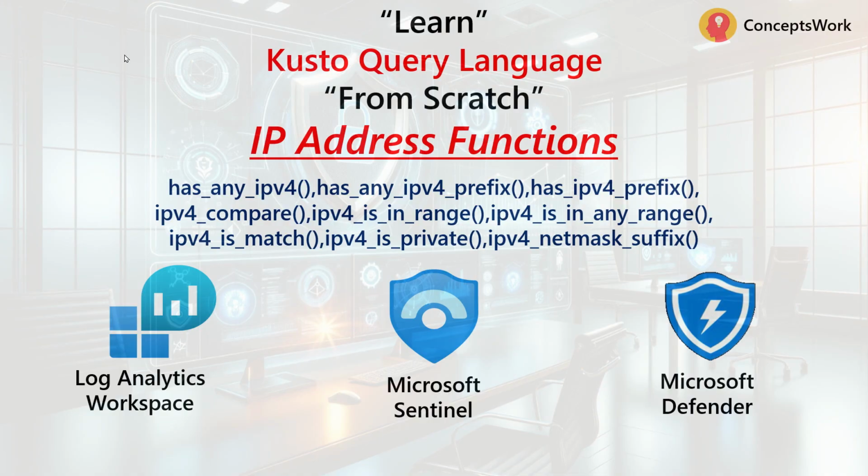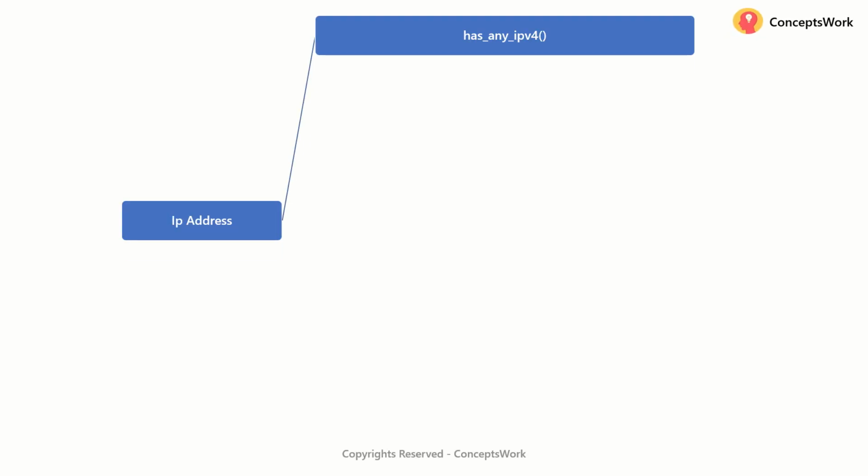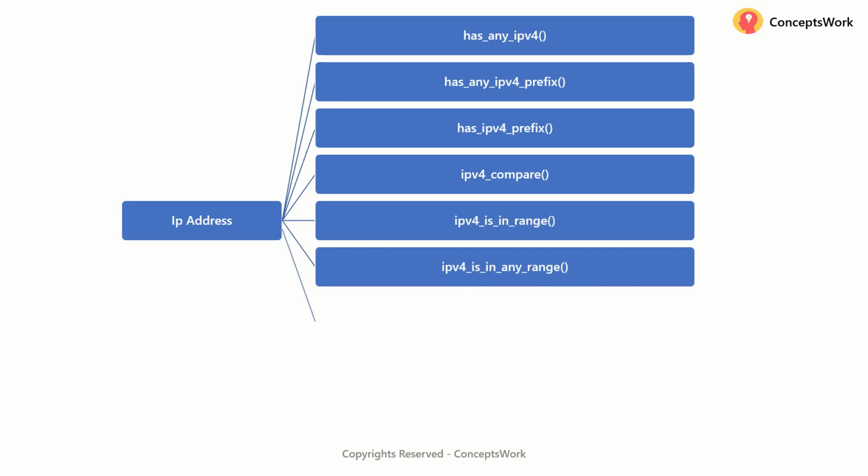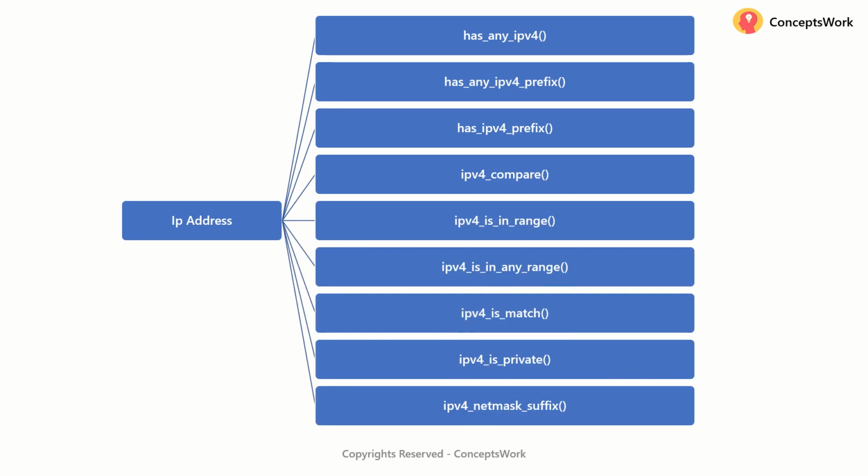Now in this playlist of learning KQL from scratch, the next thing that I'm going to talk about is IP address functions. If you go ahead and read the documentation, you will find that there are various scalar functions available with which you can check values related to IPv4. Likewise, I have listed them for IPv4. Similarly, there are functions for IPv6 as well. So in this particular video, we are going to talk about all these functions which exist here and how to use them in a specific scenario.